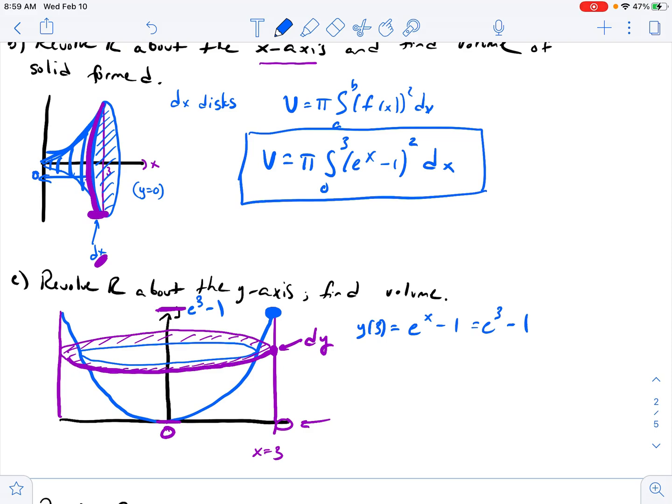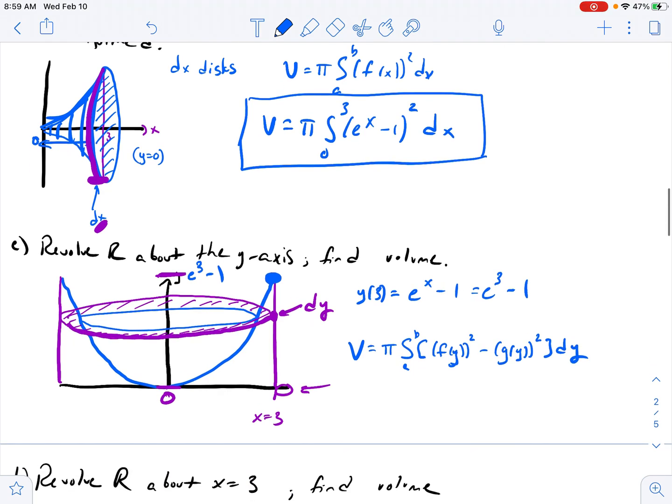So we are rotating around the y-axis, which is x equals 0, so we are good there, but we're doing washers, so volume equals pi integral a to b, larger squared, and actually I've got to write it with respect to y here. I'll write it as f of y squared minus g of y squared dy. So let's set some of this up. We're going to go pi integral, 0 is the lower bound, e cubed minus 1 is our upper bound there. We're going to have some function squared minus another one squared with respect to y.